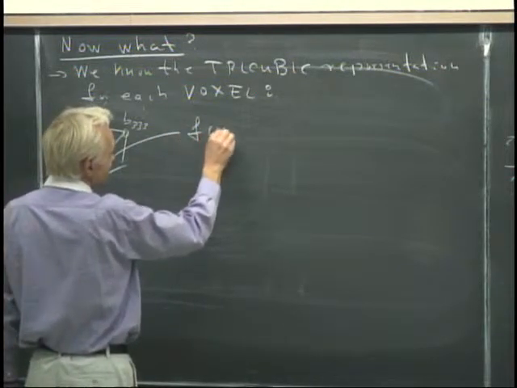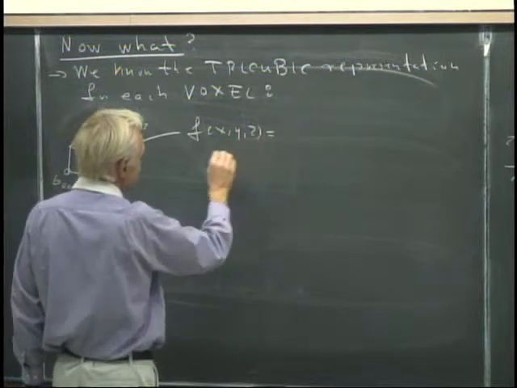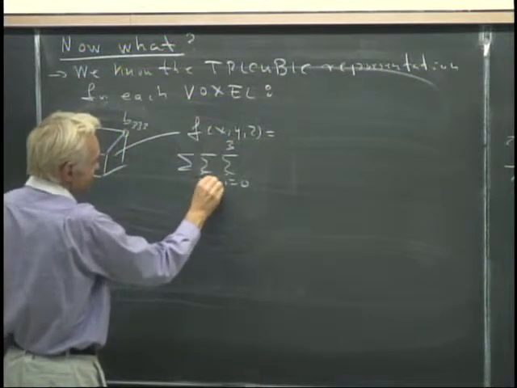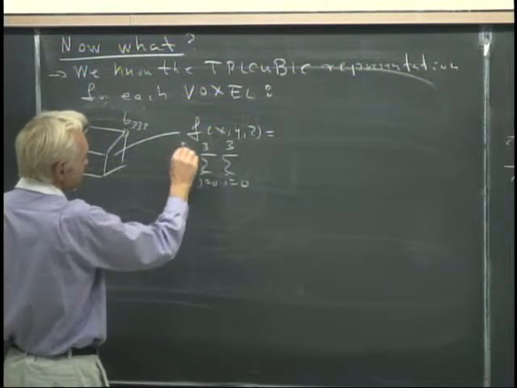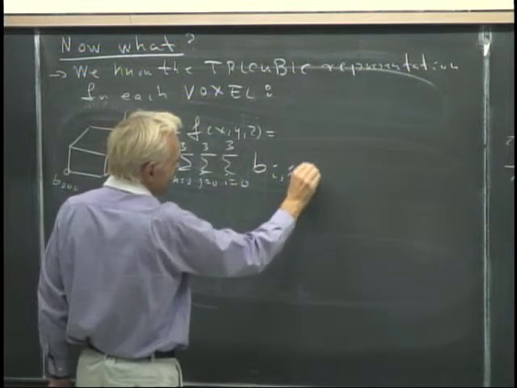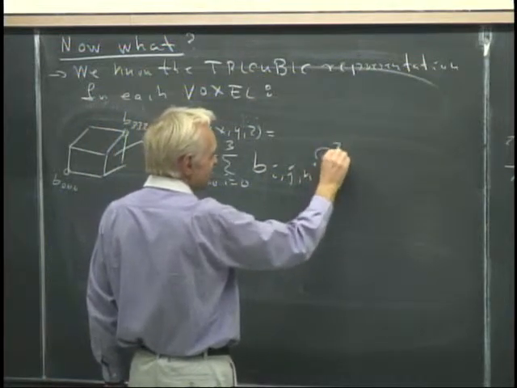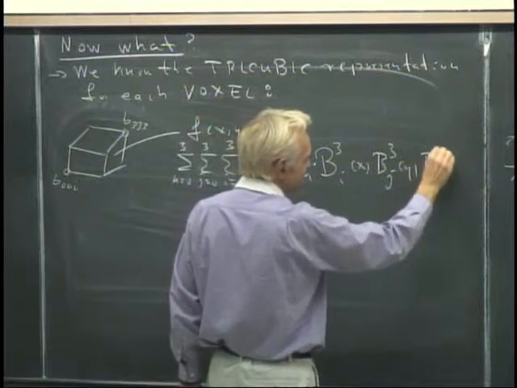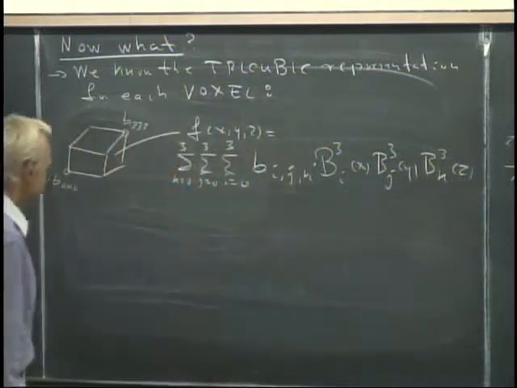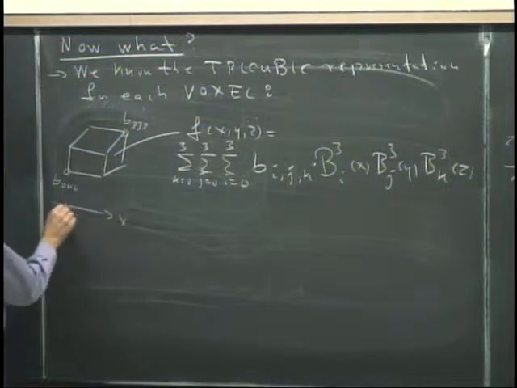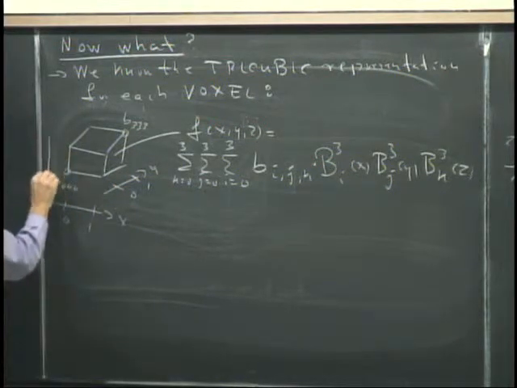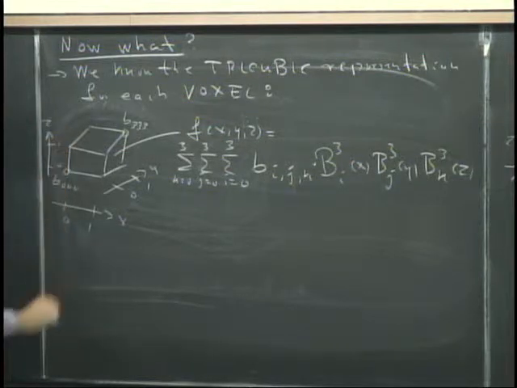So the function there is this function f of x, y, z, which is this triple sum, sum i from 0 to 3, j from 0 to 3, k from 0 to 3, of these coefficients that we know now, bijk times these Bernstein polynomials, bi3 of x times bj3 of y times bk3 of z, where we always assume that this is x direction and this is parameterized between 0 and 1. This is y direction. This is parameterized between 0 and 1. And this is z direction. And this is parameterized between 0 and 1.